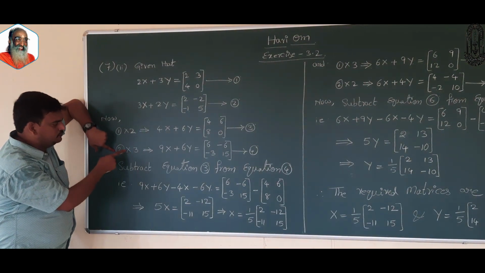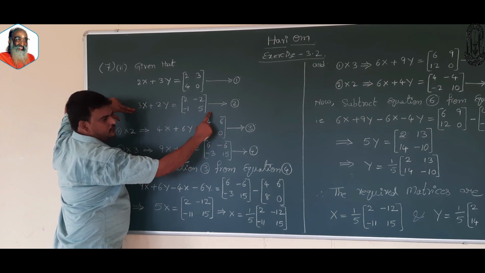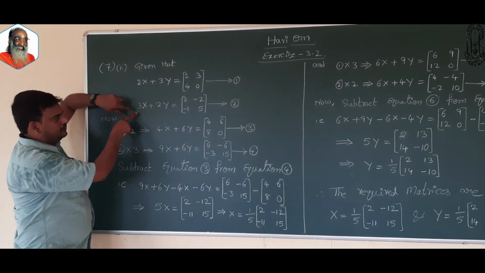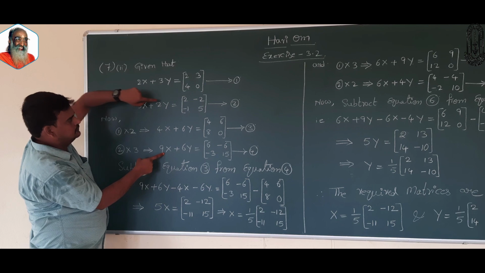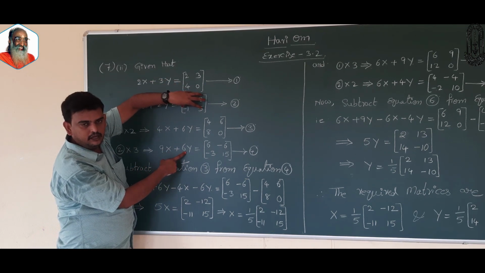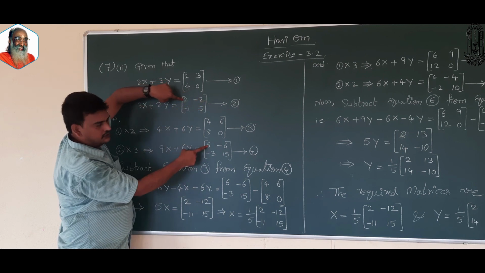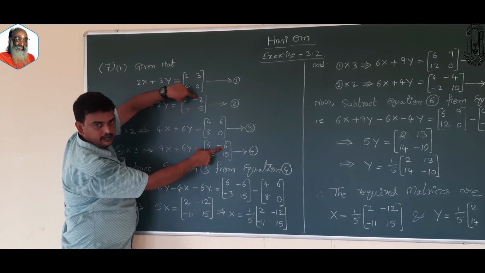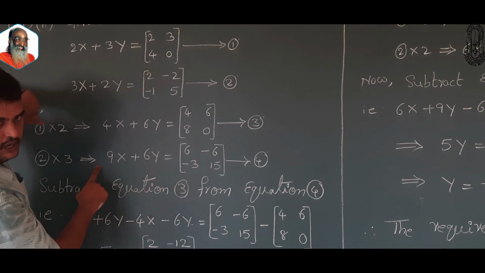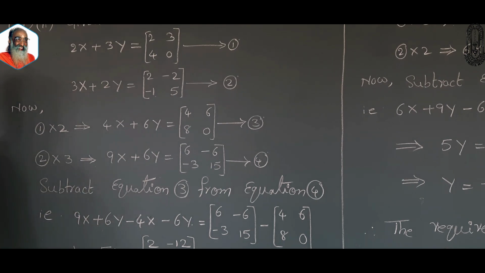Similarly, the second equation, we multiply the entire equation by 3. When we multiply by 3, 3 threes are 9X, 3 twos are 6Y, and every element inside is multiplied by 3. 3 twos are 6, 3 into minus 2 is minus 6, 3 into minus 1 is minus 3, 3 fives are 15. Now we have a new equation, let us consider it equation number 4.